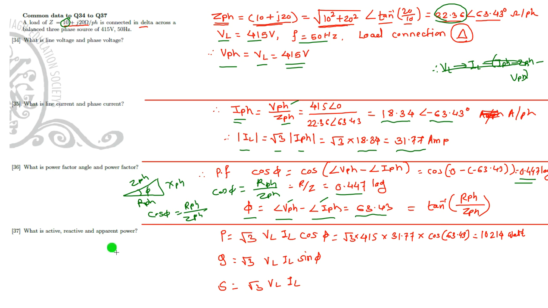Now we want to calculate the active, reactive and apparent power. So active power is root 3 VL IL cos phi. So root 3, VL is 415, IL is 31.77 and cos of 63.43. So it gives you 10,214 watt. Now Q is equal to root 3 VL IL sin phi. Substitute the same, instead of cos you put sin. You don't have to substitute cos or sin in the calculation of the apparent power. So this will give you Q in terms of VAR, and this will give you S in terms of VA.